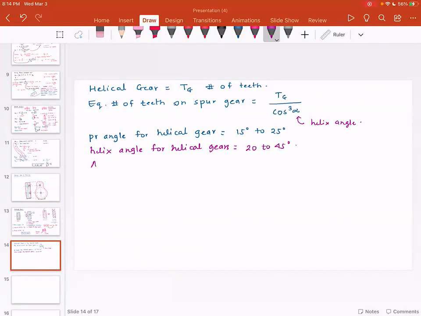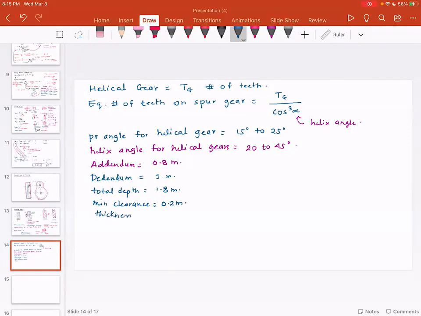The addendum is equal to 0.8 times module. And please note, for spur gear it is usually 1 times the module. Dedendum is usually 1 times module. Total depth is equal to 1.8 times module. Minimum clearance is equal to 0.2 millimeters and 0.2 times module. And thickness is usually 1.5 times module. So these are the standard dimensions for the helical gear.